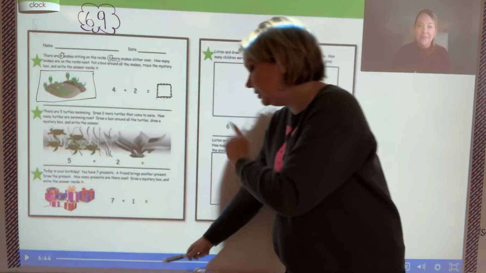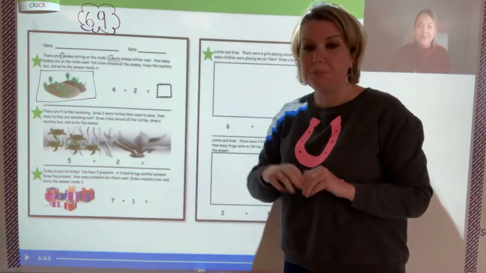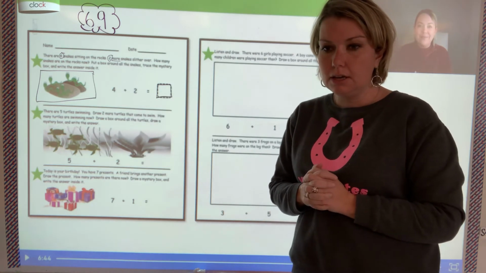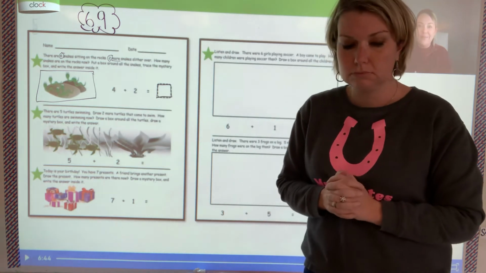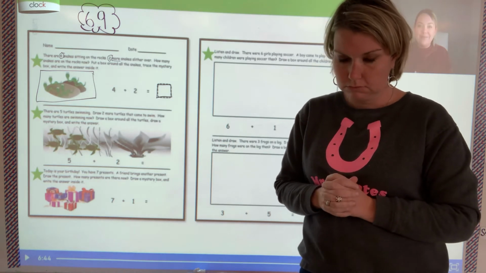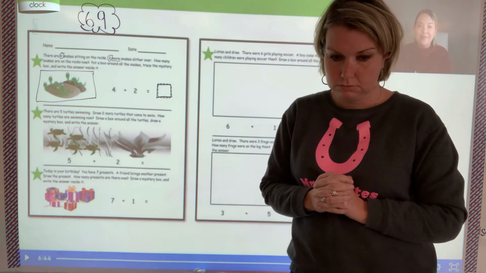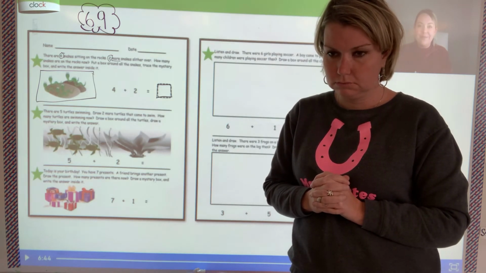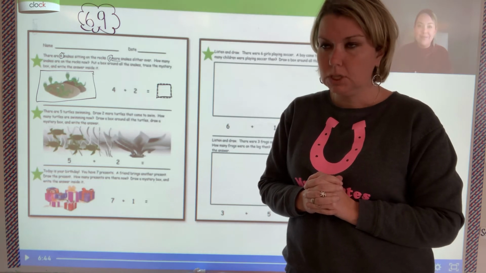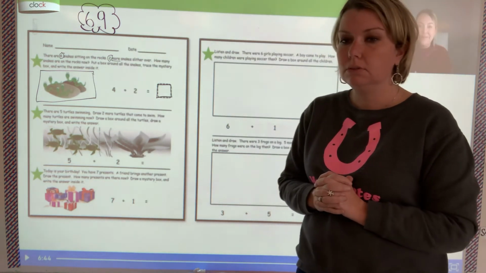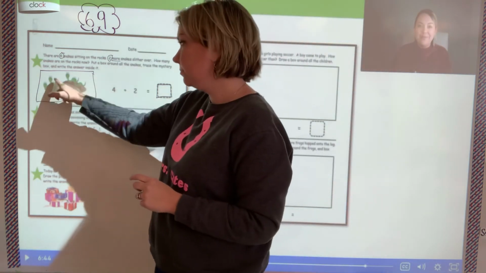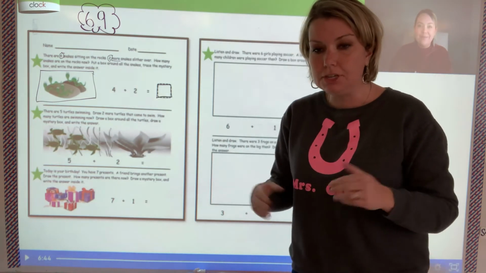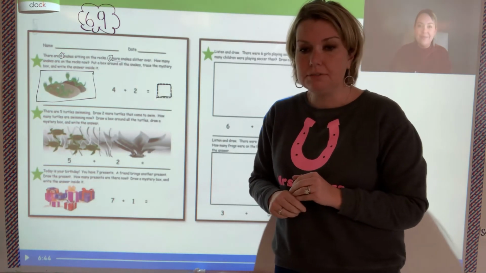Who can tell me one strategy we can use to solve this problem? Raise your hand and tell me a strategy. Nicole? Well, you can count. Yes, you can count them all. You can just count all the snakes in the picture. That is one strategy. Thank you, Nicole. What's a different strategy?